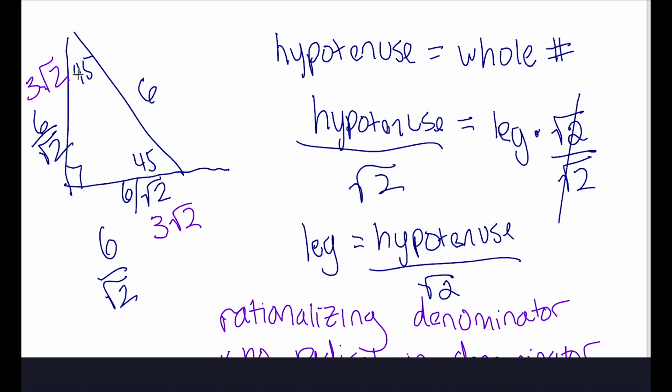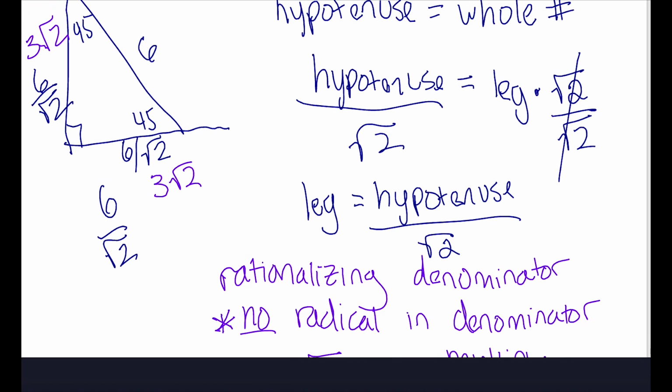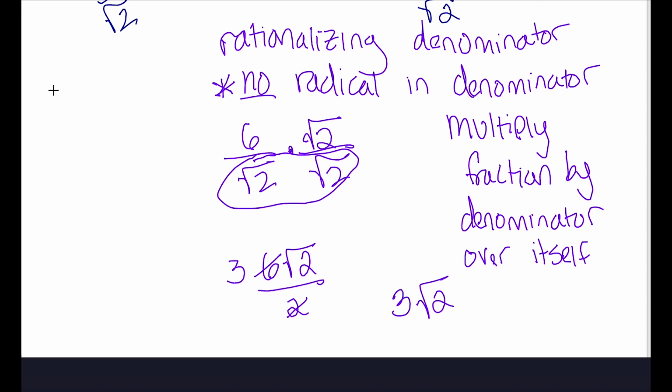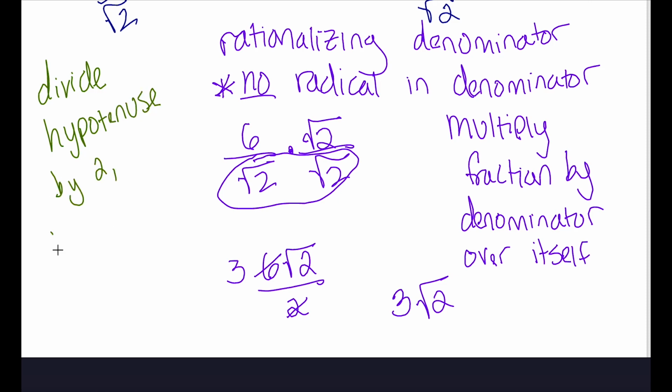But there is a simpler trick. So you notice how I could get from 6 to 3 root 2. The other way to do this is to divide the hypotenuse by 2 and multiply it by radical 2.